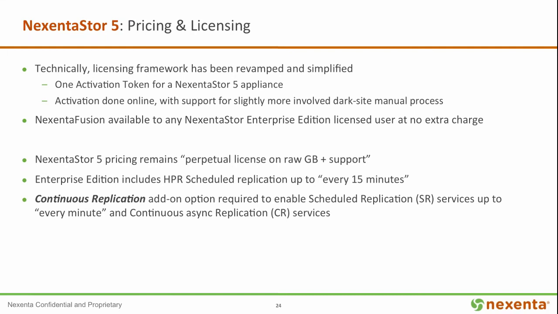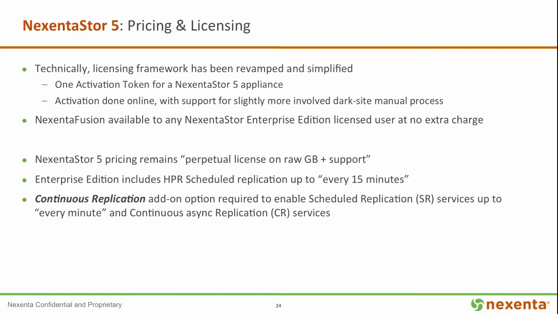Okay, so there is no extra charge, there's no extra licensing complexity around getting Fusion up and running when you have a NexentaStor 5 license up and running. From a pricing perspective, effectively no change, right? So 5 is very much like 4. It's priced on raw capacity. It's a perpetual license. So from a licensing perspective, there's no more complexity between 4 and 5. In many ways, actually getting simpler.